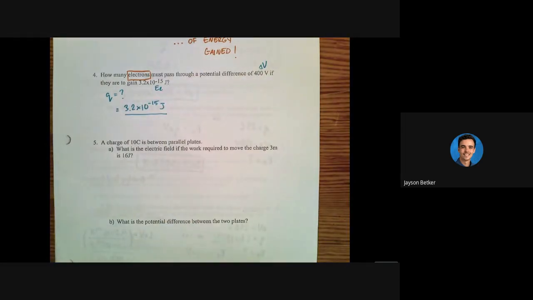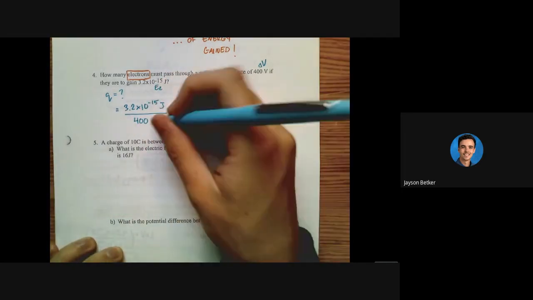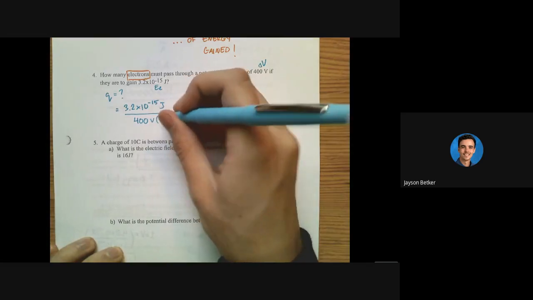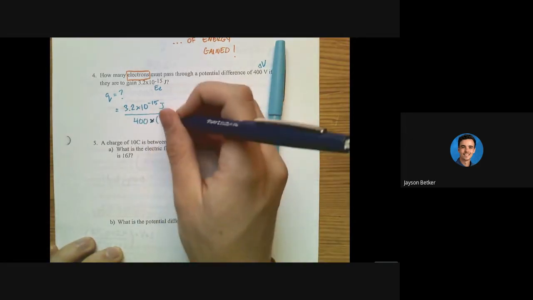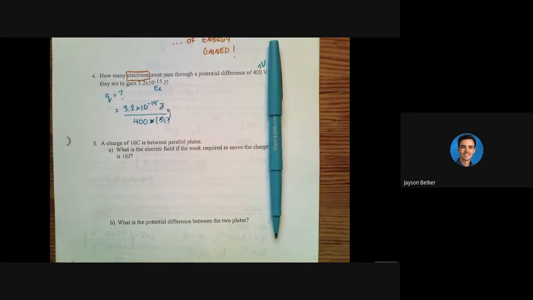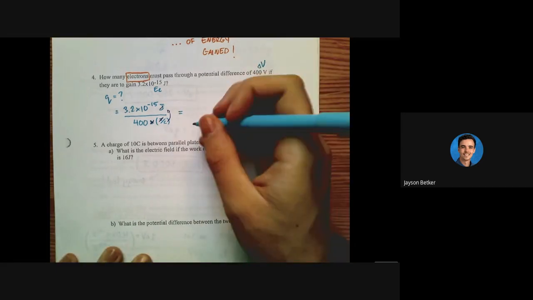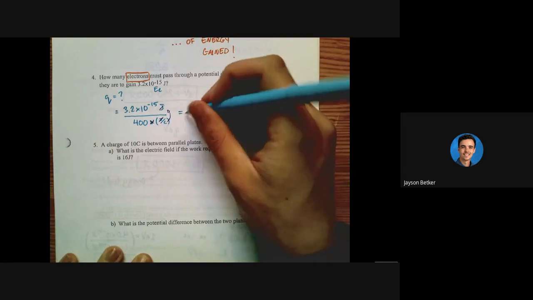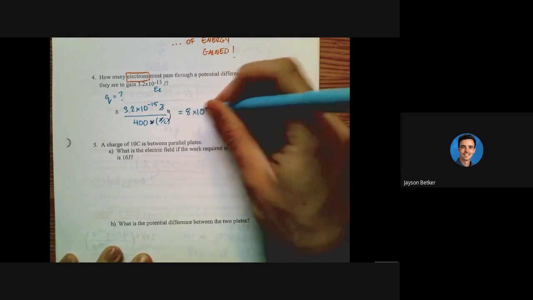And we had a potential difference of 400. And remember, it can either be volts or joules per coulomb. Look at this: my joules cancel, and we know that we are finding the charge in coulombs. So the total charge is 3.2 times 10 to the negative 15 divided by 400 coulombs. And that's 8 times 10 to the negative 18 coulombs of charge passing through there.